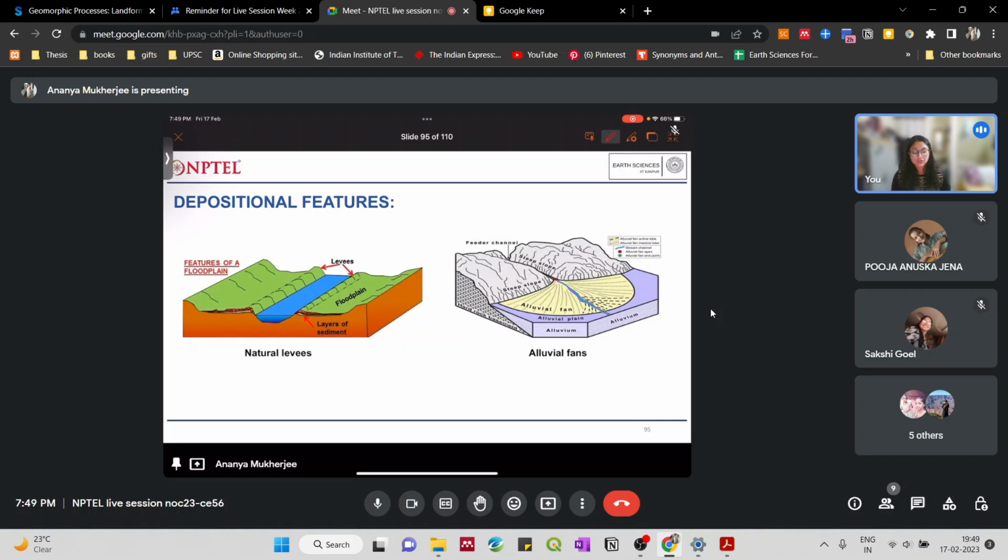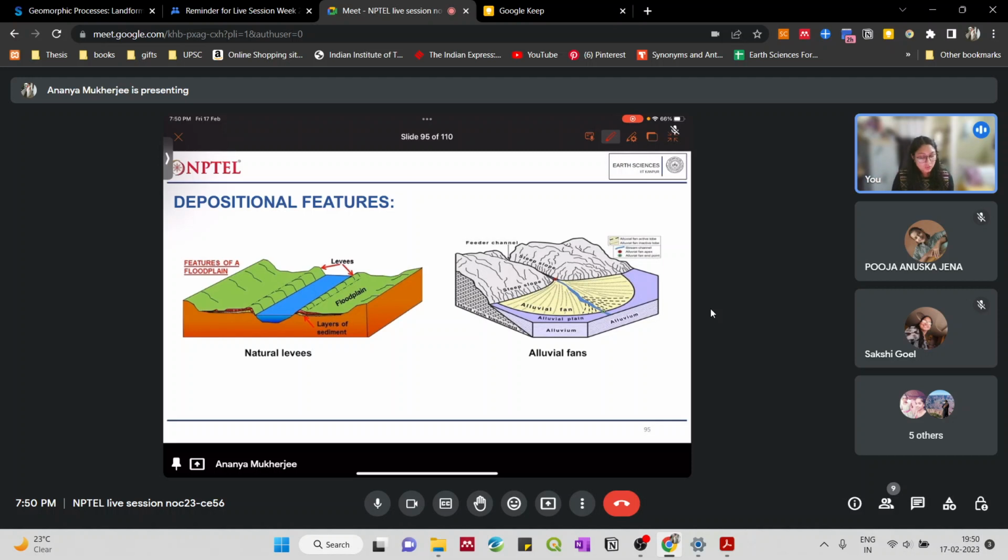Okay, these are called natural levees. Then the next depositional features that we see are alluvial fans. This forms when the stream is coming from a higher elevation, or steeper regions, and the gradient suddenly decreases. Usually these are found near the foothills of the mountain regions.